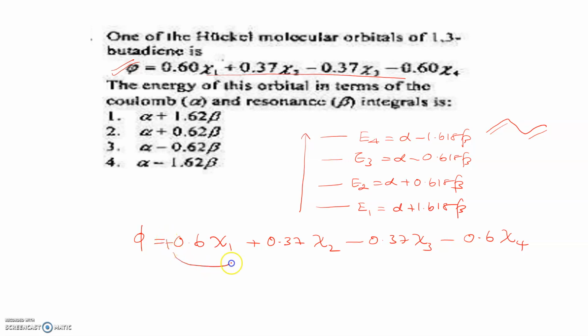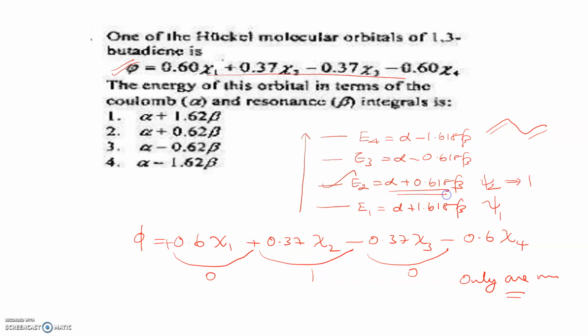See here, plus to plus, no node; plus to minus, yes, we have one node; minus to minus, no node. So it has only one node in total, right? That means it corresponds to, this is psi1, no node; this is psi2, yes, psi2 must have one node. So it corresponds to this energy molecular orbital. So what is the energy of this molecular orbital? Alpha plus 0.618 beta, roughly 0.62. So the option is 2.